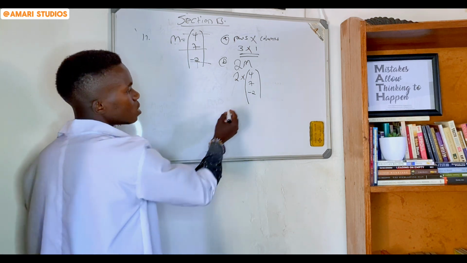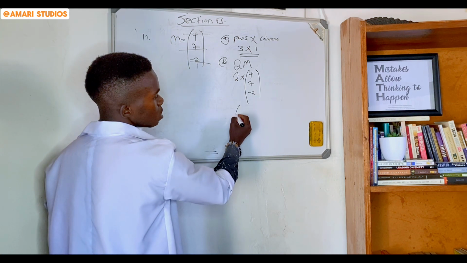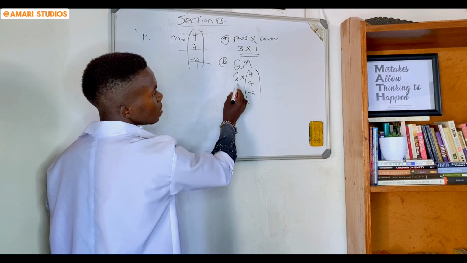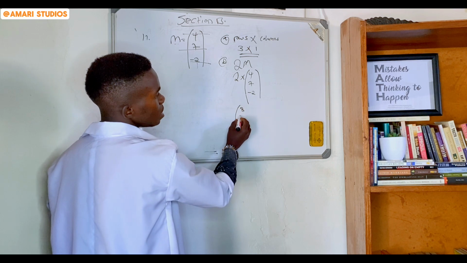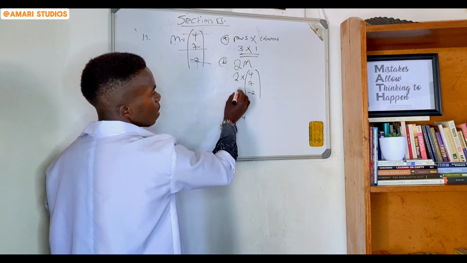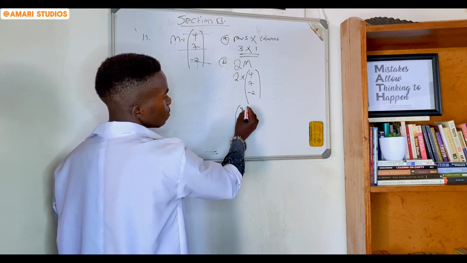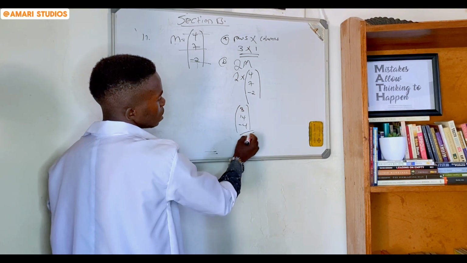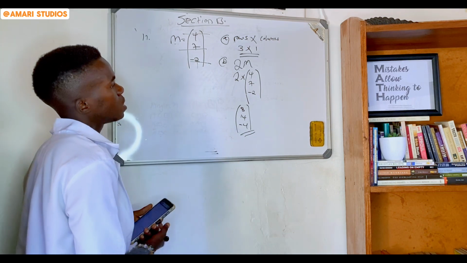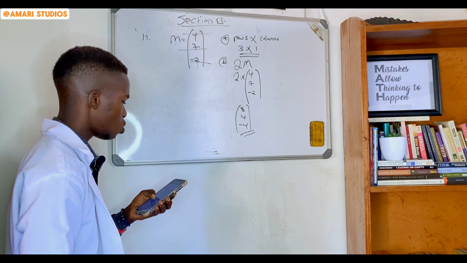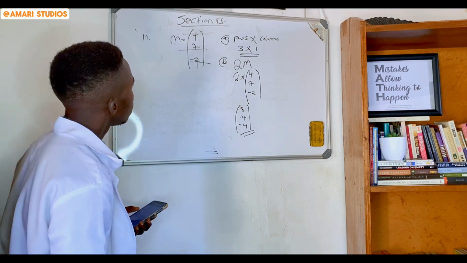Please follow me closely. 2 multiplied by 4 gives us 8. Then 2 multiplied by 7 gives us 14. Then 2 multiplied by -2 gives us -4. So this is our final answer, and that is our value for 2M. We move to the next question.